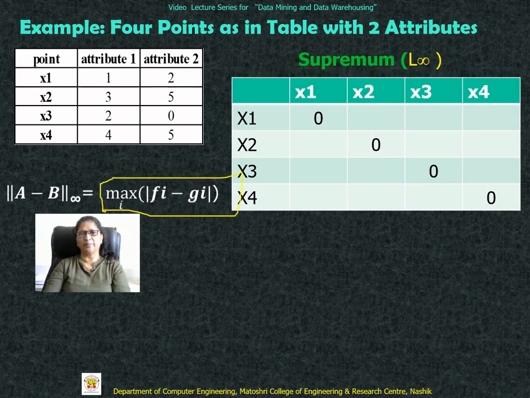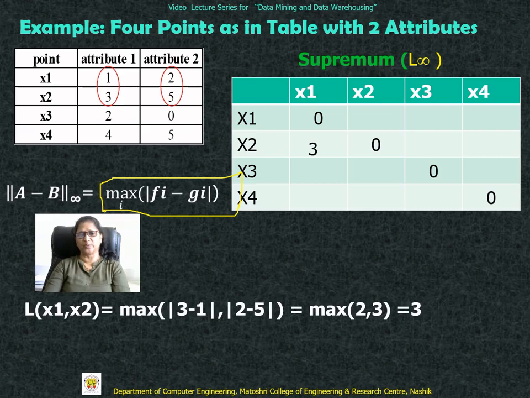We have to compute the maximum among these differences with respect to every attribute. So let us compute for x1, x2. We are going to take the absolute difference of the attributes. Among them, whichever is max, that is the supremum distance between x1 and x2.